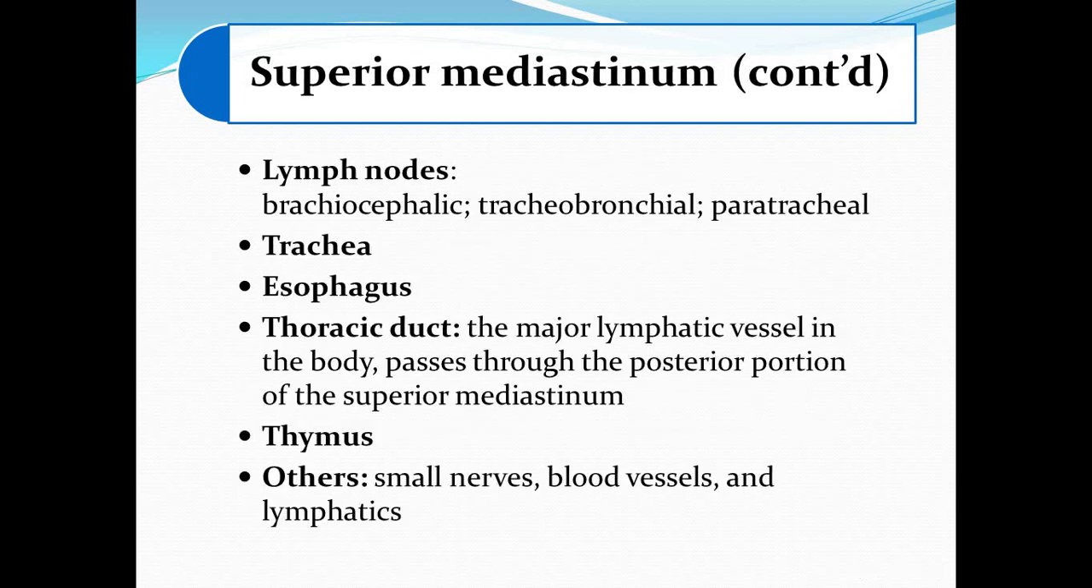The lymph nodes, it has several lymph nodes. We will have a separate section for the lymph nodes. Then the trachea, the esophagus, the thoracic duct, which is the major lymphatic vessel in the body. It passes through the posterior portion of the superior mediastinum, posterior to the esophagus and anterior to the vertebral canal. The thymus and some other structures, including some branches of blood vessels and nerves.